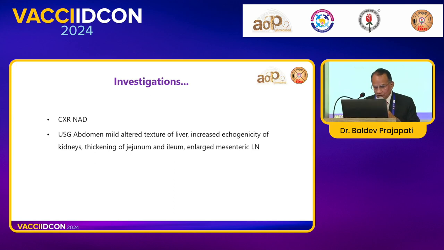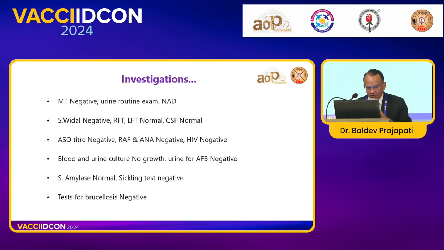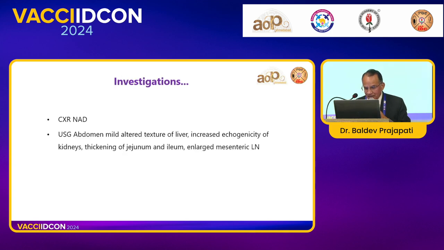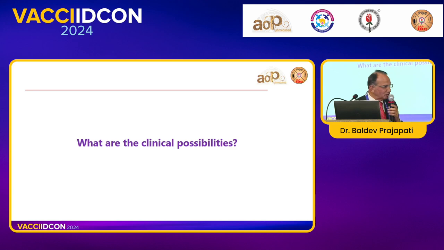If I provide more history, which we got later on and which was not revealed at first, this child had multiple abscesses with cellulitis over the chest at the age of 1.5 years. Now the child is 7 years, so almost 6 years back. It required hospitalization for 10 days, treated with IV antibiotics, 2 units of blood, AKT for 6 months, and even the abscesses required incision and drainage. There is a tuberculosis history in the grandfather, who had hemoptysis and died 3 years back. With this information, what are your possibilities?